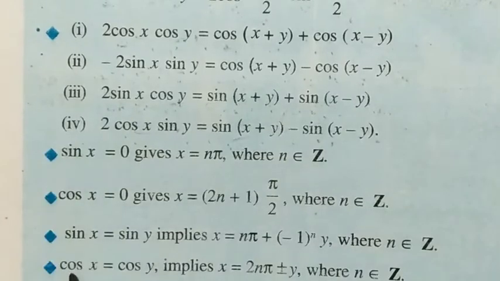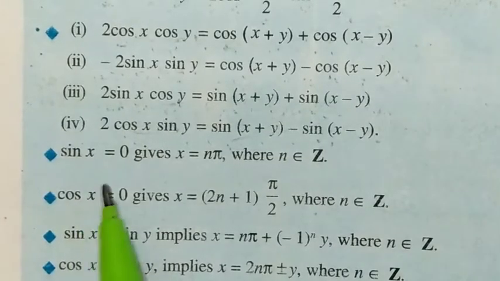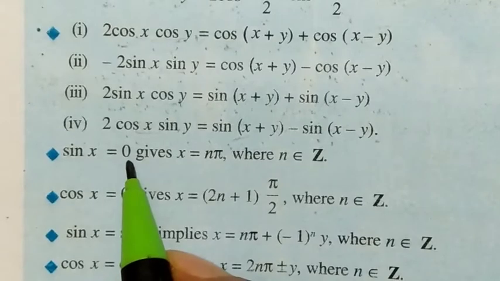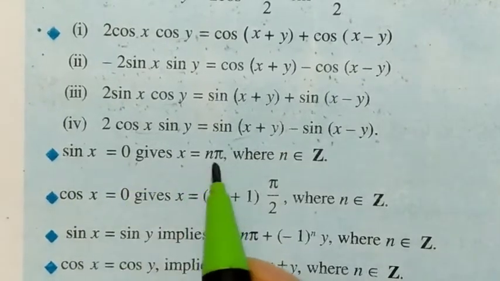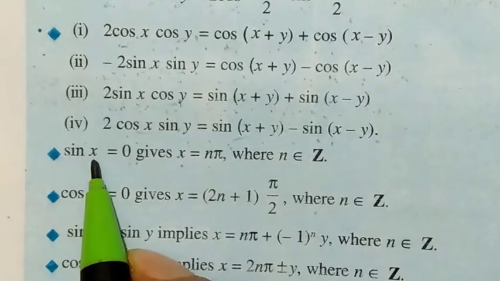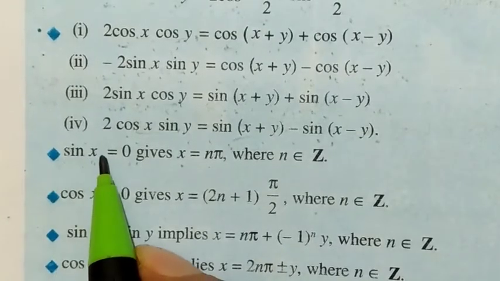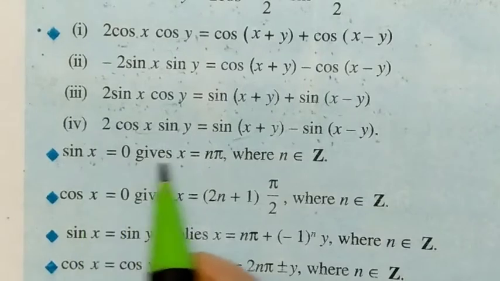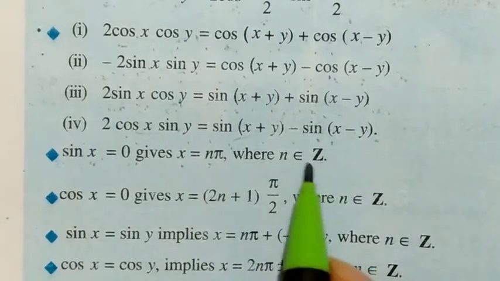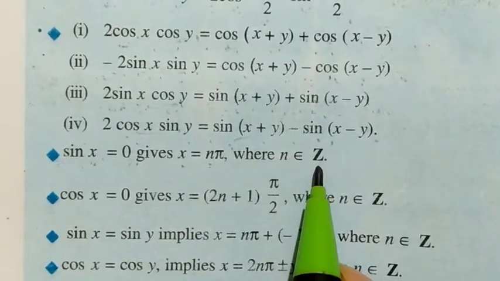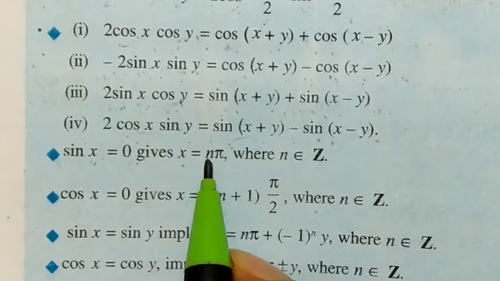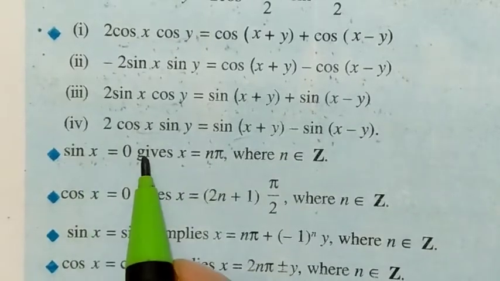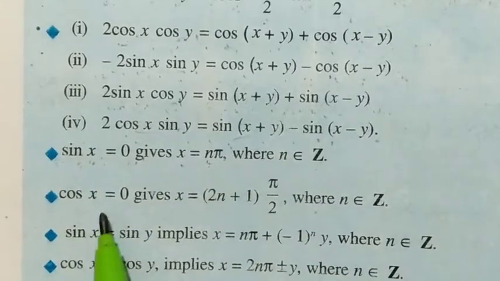Now trigonometric equations you can solve by sin x equals 0. When is sin x 0? At x equals n pi. Means sin pi is 0, sin 0 is 0, sin 2 pi is 0, sin minus pi is 0. So this n can be any integer. N belongs to Z; Z denotes integers. So n can be positive and negative integers. So sin x will be 0 for those values of x.